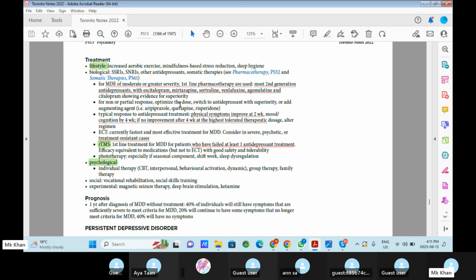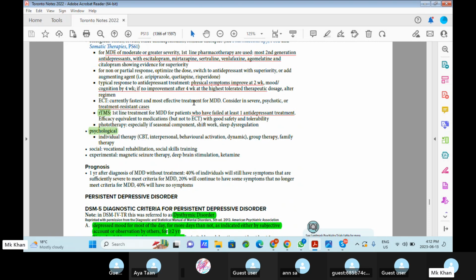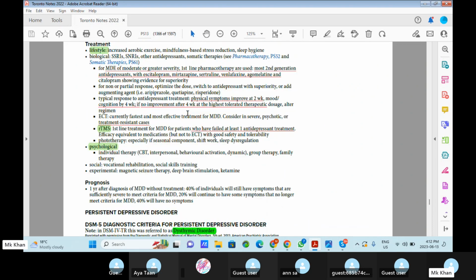Citalopram showing evidence of superiority. So these are the first line therapy. And then for non and partial response, optimize the dose, switch to antidepressants with superiority, or add augment. So I think there is a chart, we will review that, like how we will add the therapy and how we will change the therapy.